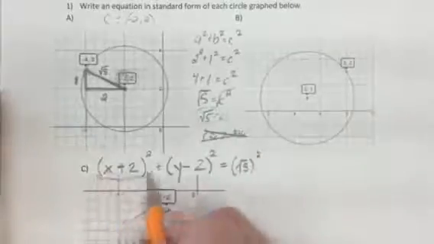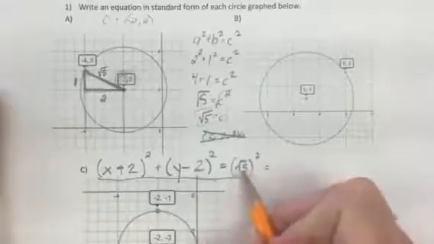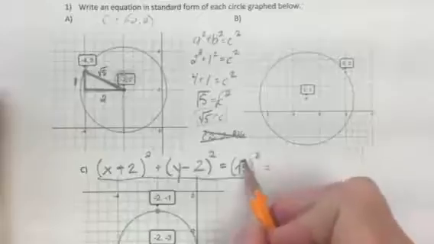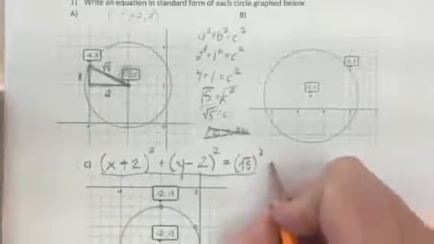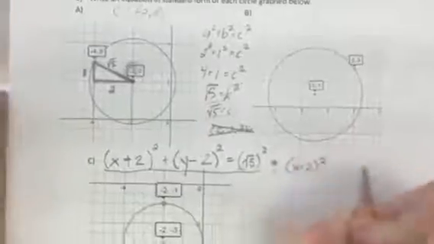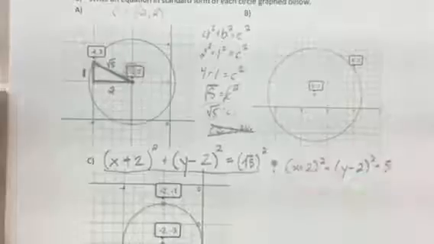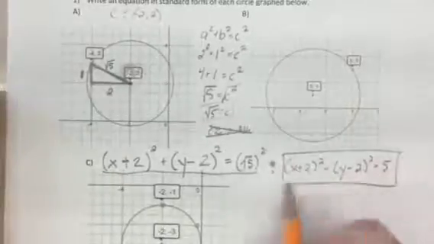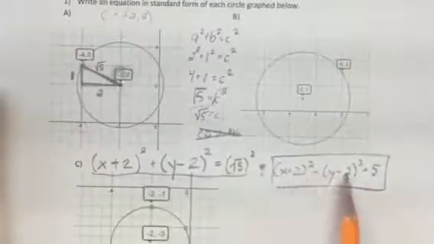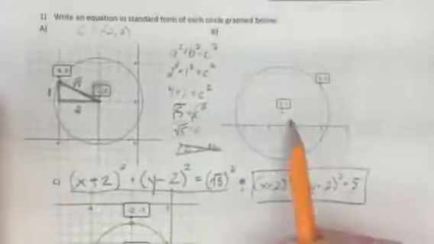And if you leave it like this, that's okay. I'm actually going to take it one step further, and I'm going to simplify square root of 5 squared. The squaring and the square root undo each other. So that leaves this equation, x plus 2 squared plus y minus 2 squared equals 5. So this is the best version of standard form, where you can easily see the center and you can see the radius. Now you do this one.